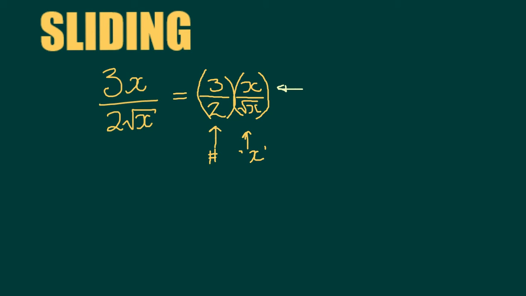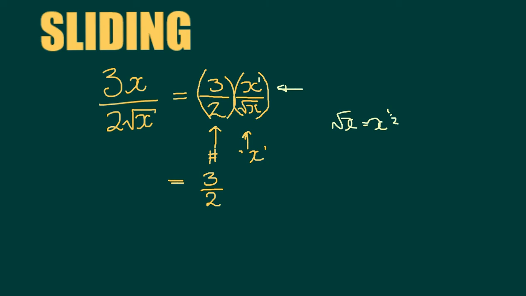But what I've done is written it out a lot more helpfully for me. And now we can use what we know about our index rules to simplify this down. So x is technically x to the 1, and we could write the square root of x as x to the power of a half.